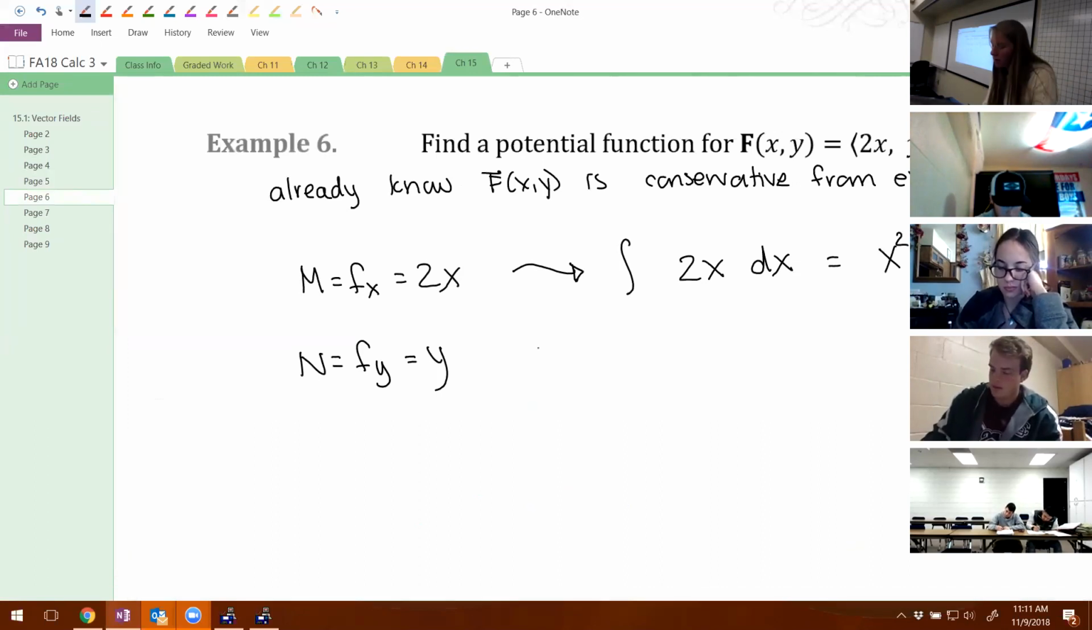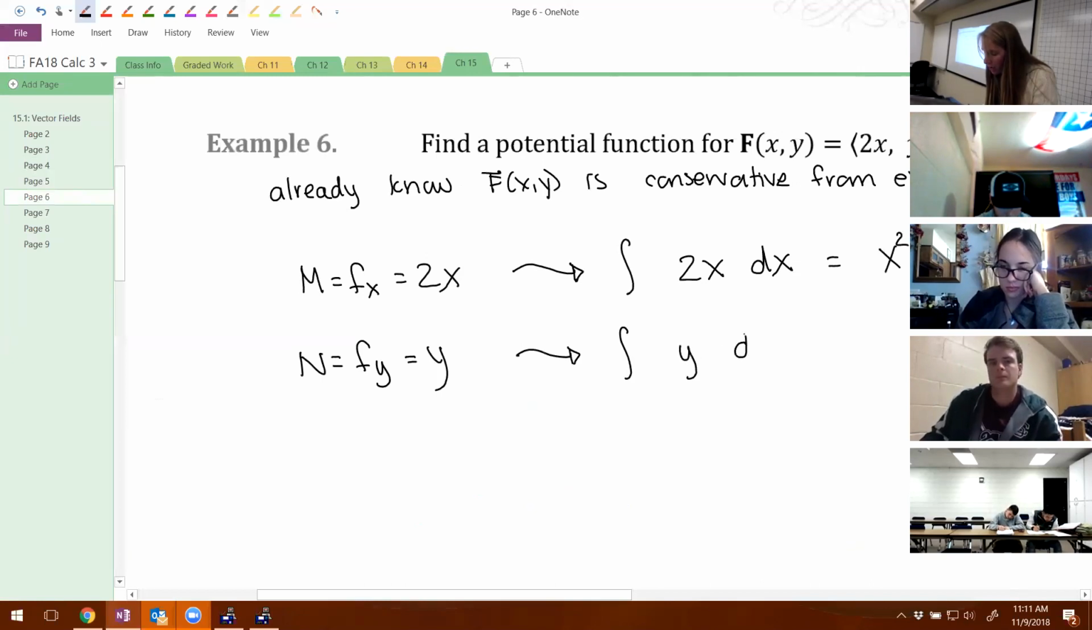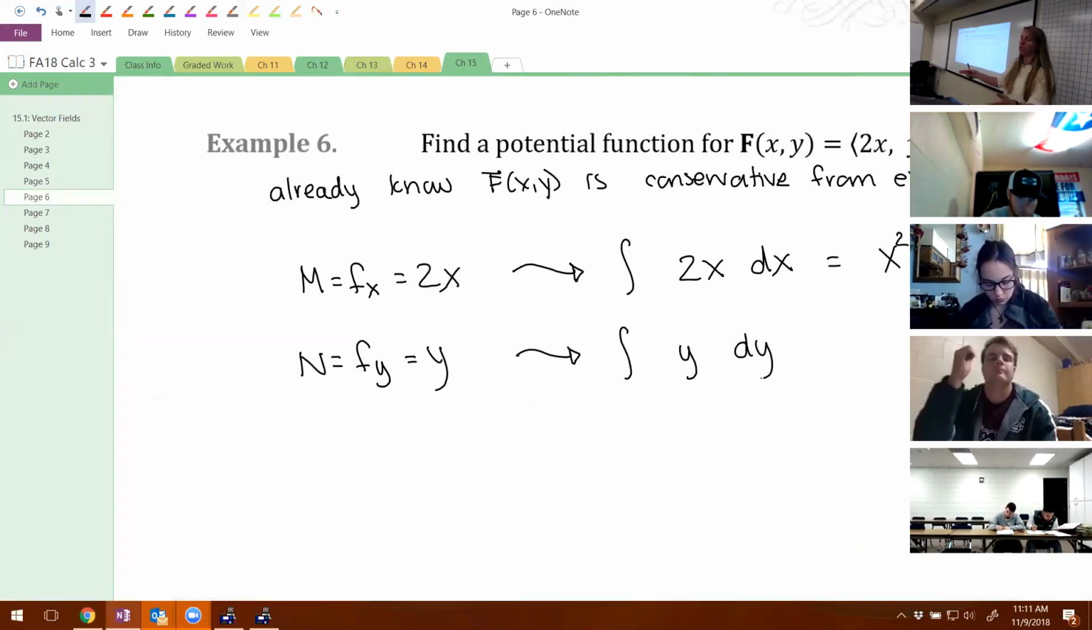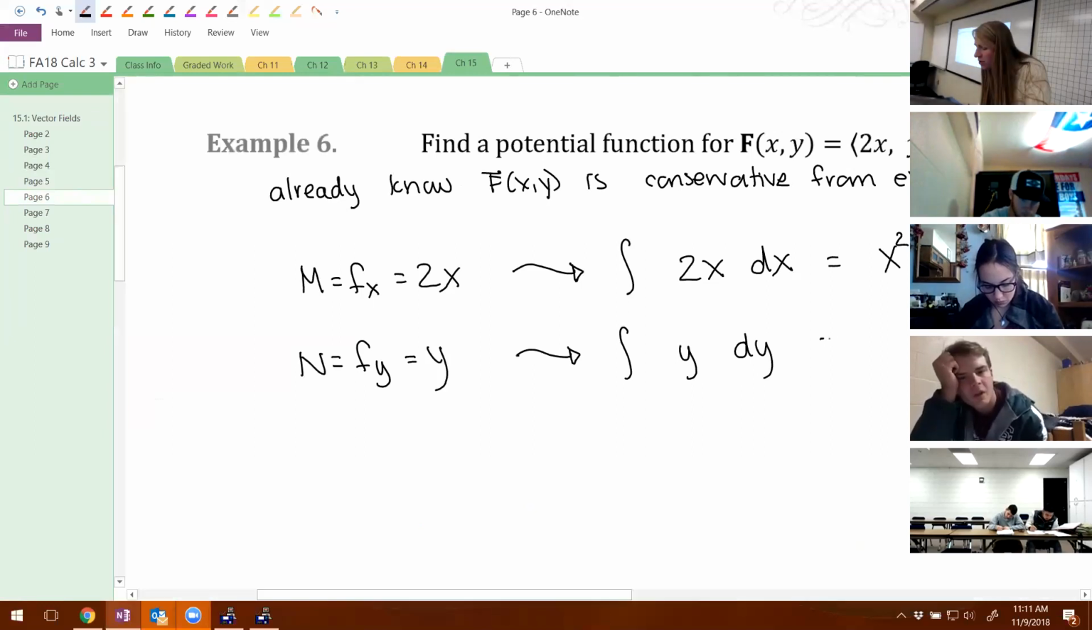Similar for N, same solution, I guess, we're doing now. We're going to find the antiderivative of y with respect to y, because we're saying that second component is a partial with respect to y, so we need to undo that differentiation process with integration. And so the antiderivative of that is going to be 1/2 y squared plus some other constant.